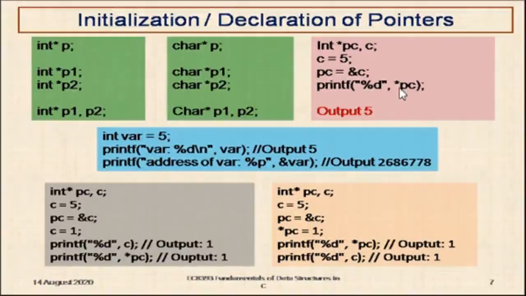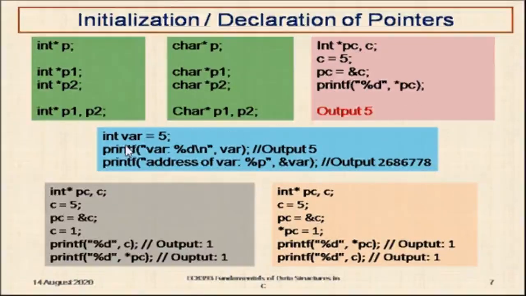So star pc. Now you can recall in the very first slide we have seen in the beginning that star is what? Data at address operator. Star will get you the data at the address. So data at address operator. So PC is the address. So the address of C would have been stored in PC. Star address will get you the data available in that address to us.